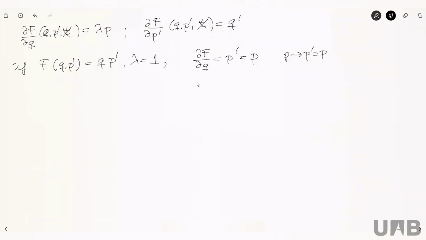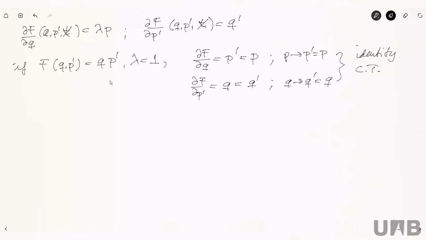And the other one is partial of f with respect to p prime. If I take the derivative with respect to p prime, it is, of course, q, but q is the same as q prime. So this is telling us that we go from q to q prime, which is the same as q. So it is the identity canonical transformation as we want it, okay? Good, so we already have it. So now that we have the generating function that does this, we got to start studying the interesting part of it.